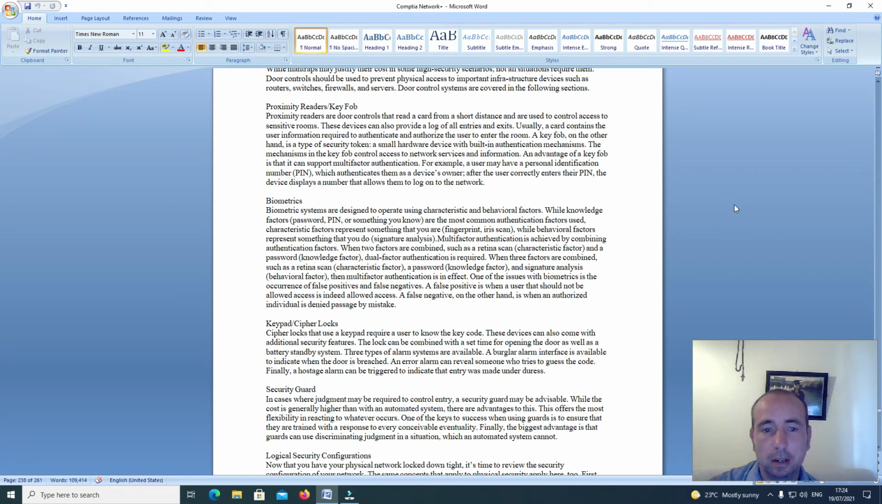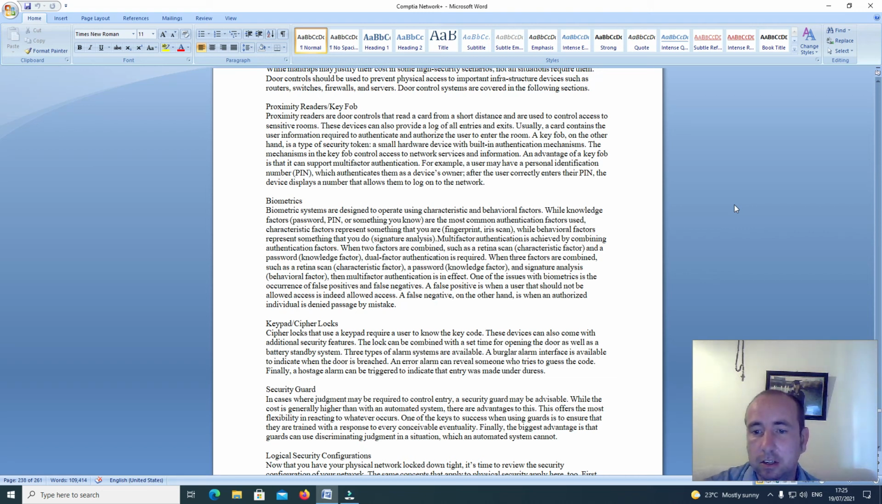Proximity readers, key fob. Proximity readers are door controls that read a card for a short distance and are used to control access to sensitive rooms. These devices can also provide a log of all entries and exits. Usually a card contains the user information required to authenticate and authorize the user to enter the room. A key fob, on the other hand, is a type of security token, a small hardware device with built-in authentication mechanisms. The mechanism in the key fob controls access to network services and information.